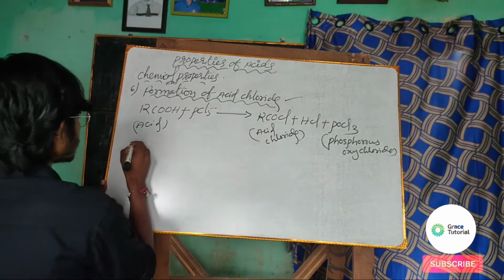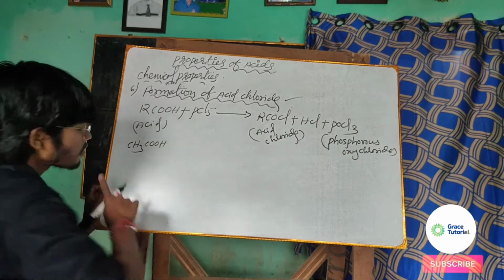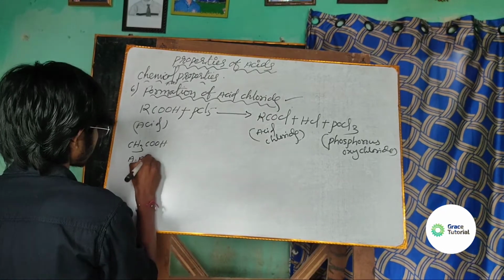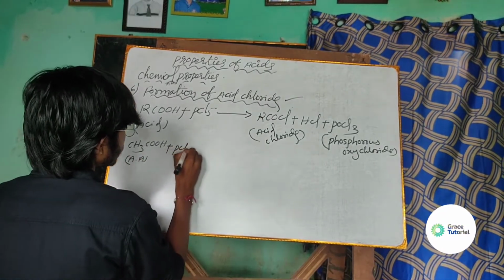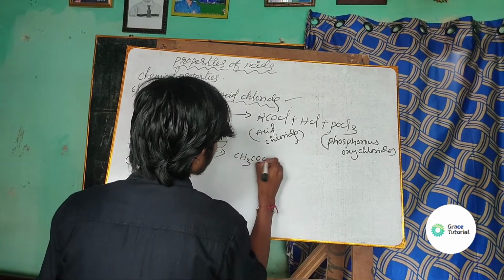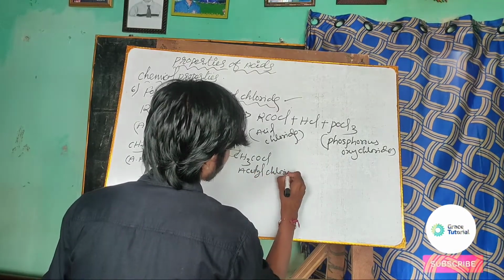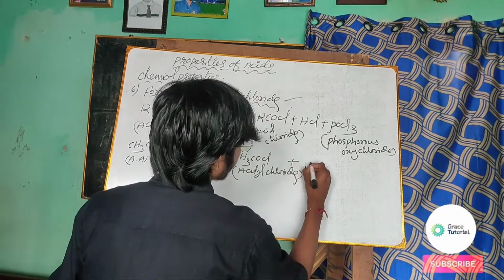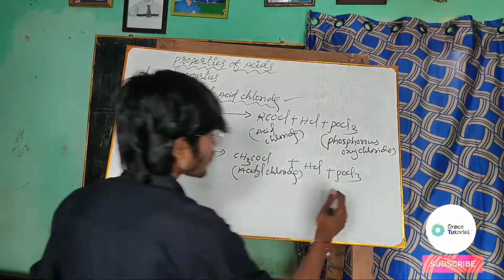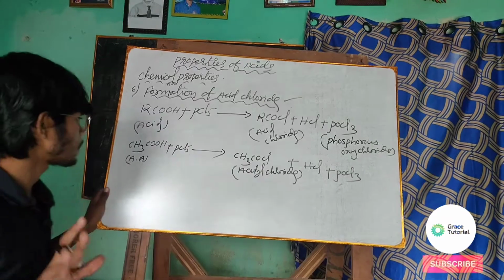If I give you a specific example, CH3COOH. What is the name of this compound? CH3COOH means acetic acid. When this acetic acid reacts with phosphorus pentachloride, then we get CH3COCl, acetyl chloride, with hydrochloric acid along with POCl3, that is phosphorus oxychloride.